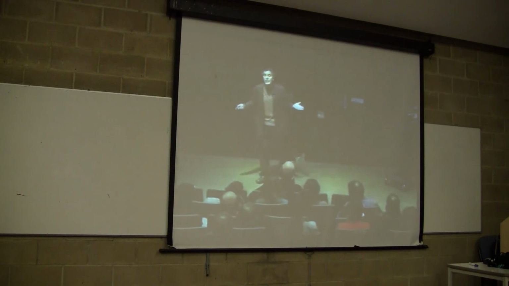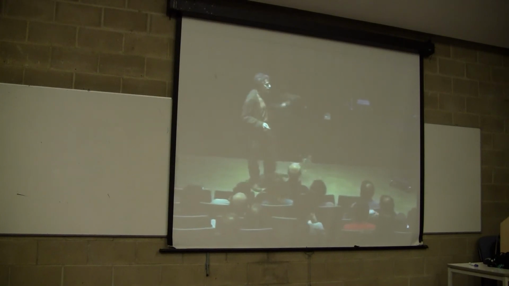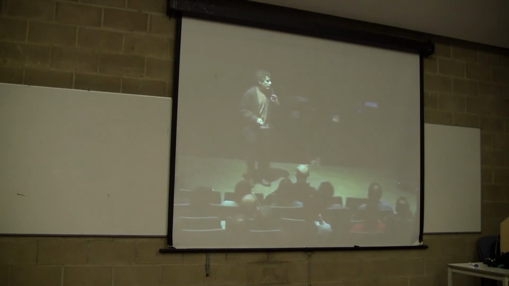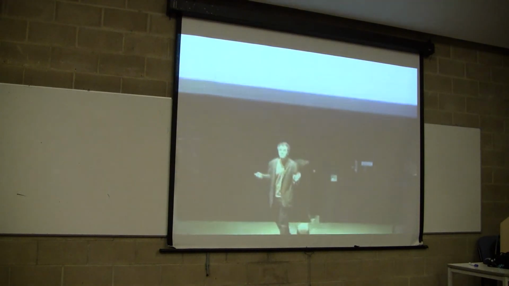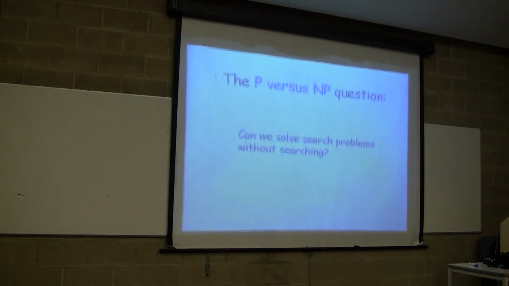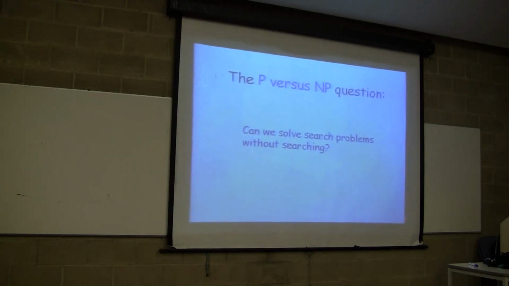We don't have a proof that there isn't. And it goes on and on. There are many other problems of this kind where searching seems to be necessary, but we don't have a proof that it really is. So that's the P versus NP question. Sort of informally speaking, can we solve searching problems without searching?